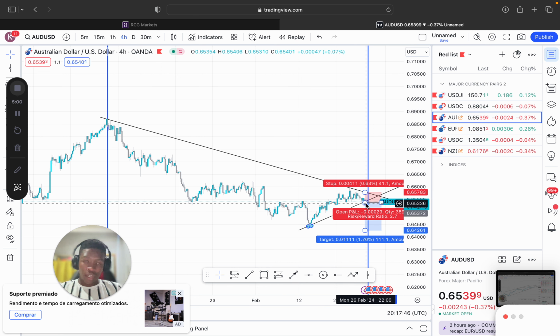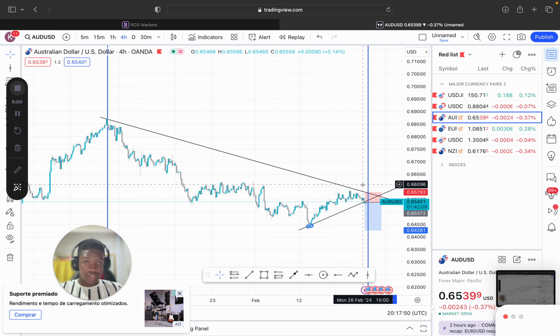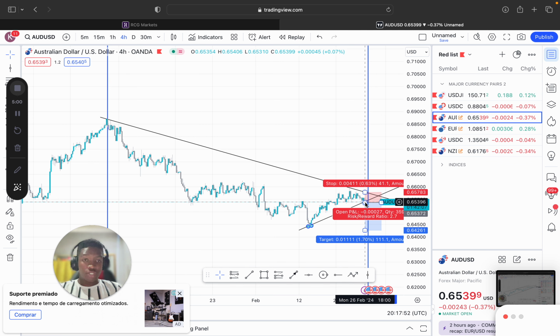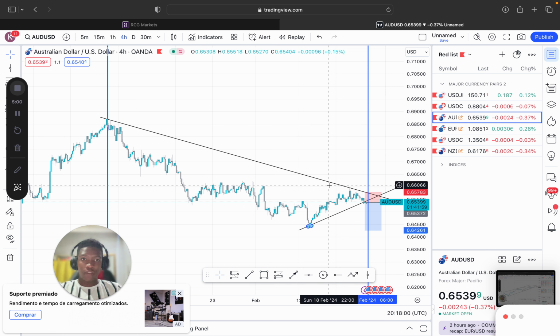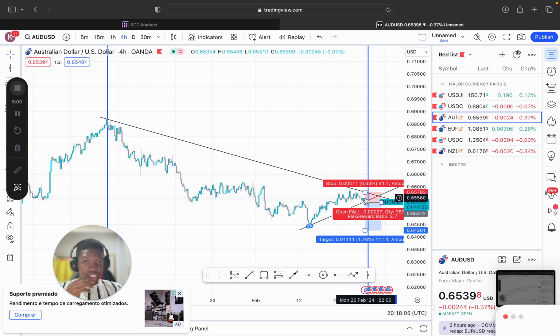Should it not have broke it, then we were gonna take short-term sells. We're taking short-term buys because overall the market, unless it breaks this overall trend line right here, that's when it would head for buys. But overall we're heading for short-term buys.